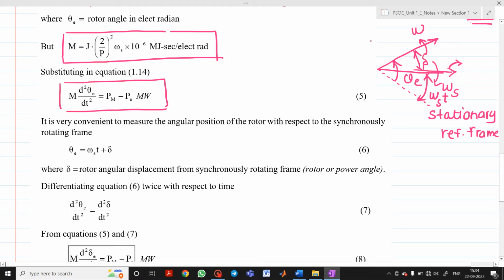And what does this line indicate? This indicates the actual rotor axis, rotating with the actual rotor speed omega.